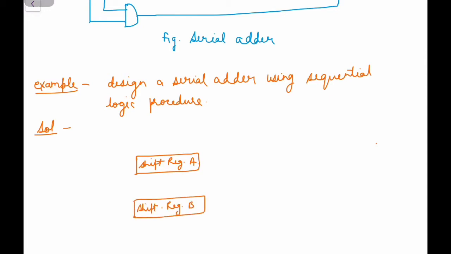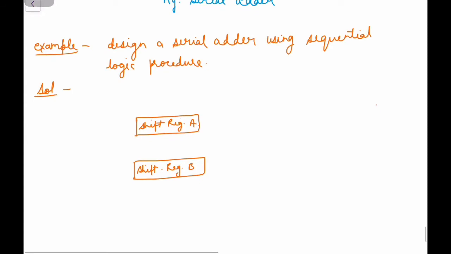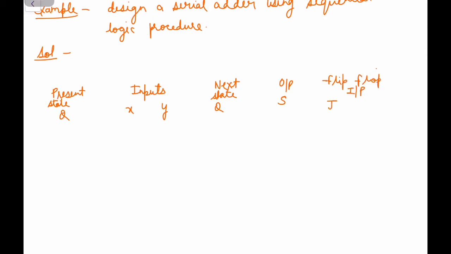Now we will find out the combinational part for finding the next stage of the shift register. For this we have to draw the excitation table for the serial adder. First, the input, this is the present state, this is the next state Q, this is the output sum, and this is the flip flop. Suppose we are using JK flip flop, inputs J_Q and K_Q.